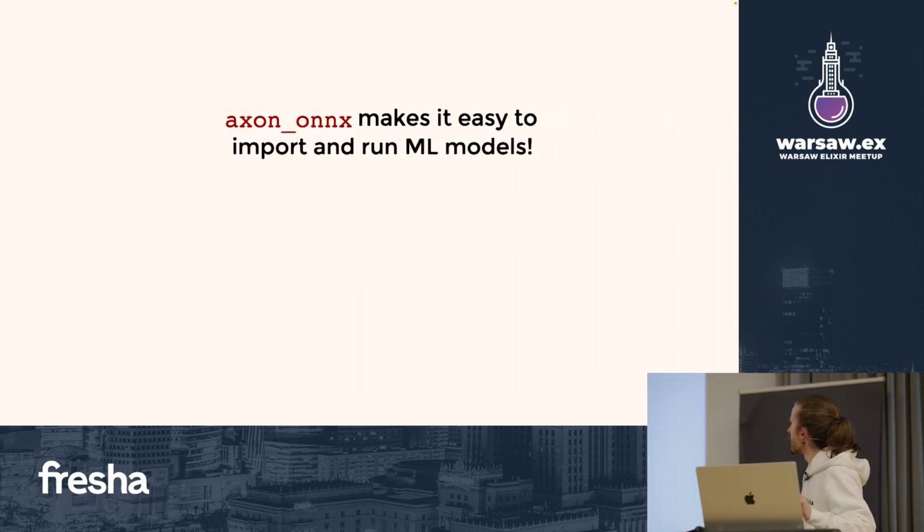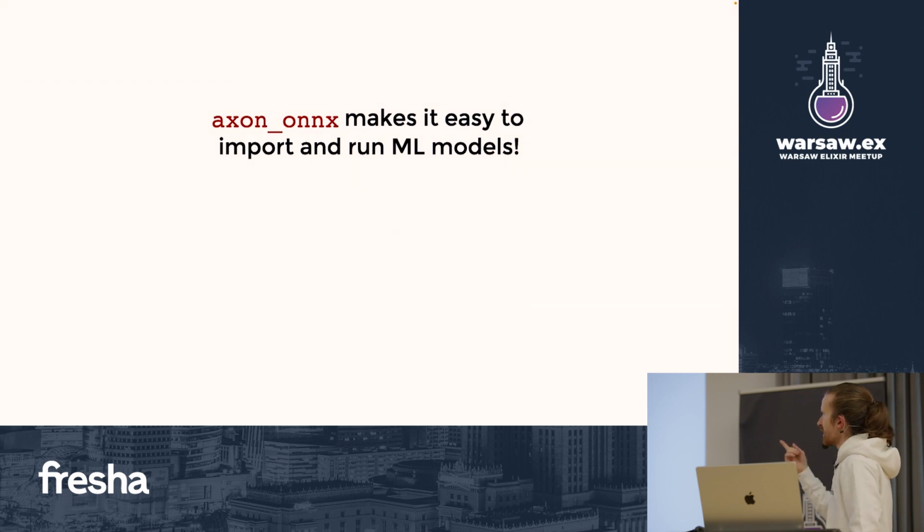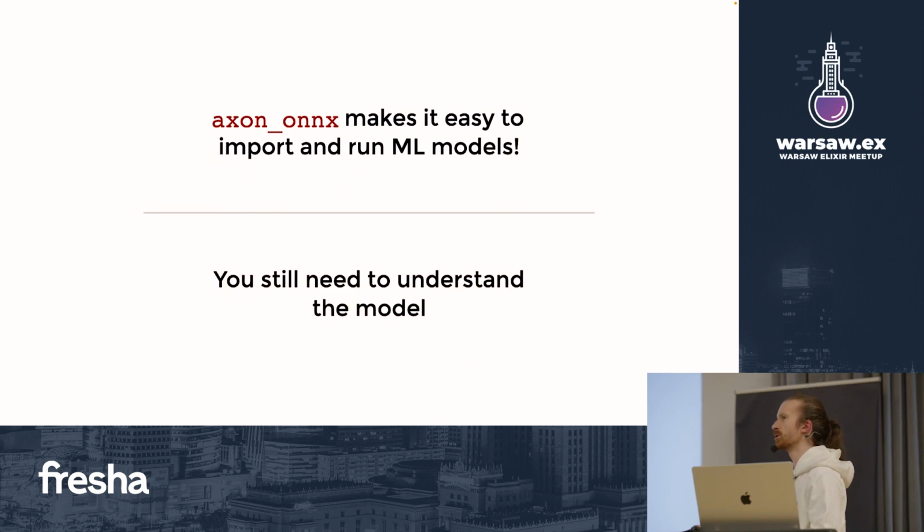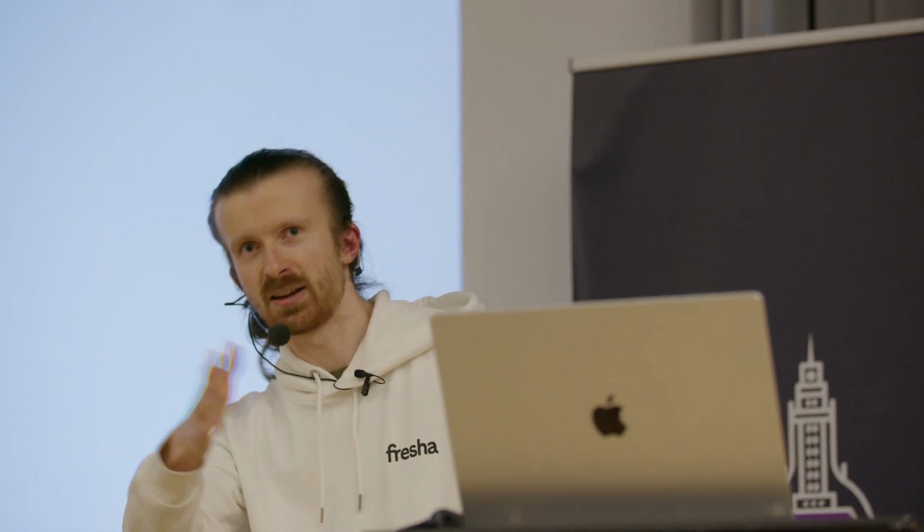Axon on NX makes it really easy to import models from other frameworks. We have the PyTorch model. We imported it, and we managed to run it in a pretty short amount of time. However, a lot of the time with machine learning models, you still need to understand how the model works in order to run it. In our case, the model expected a very specific format of input. It expected the image to be in a very specific format with specific ranges of values. So you need to understand how the model actually works, at least at a high level, to run it properly.